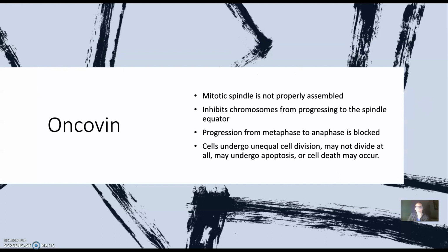Oncovin also makes sure that the mitotic spindle is not properly assembled. It inhibits chromosomes from progressing to the spindle equator. The progression from metaphase to anaphase is blocked within the cell cycle. Cells undergo unequal cell division. They may not divide at all. They may undergo apoptosis, or cell death may occur.